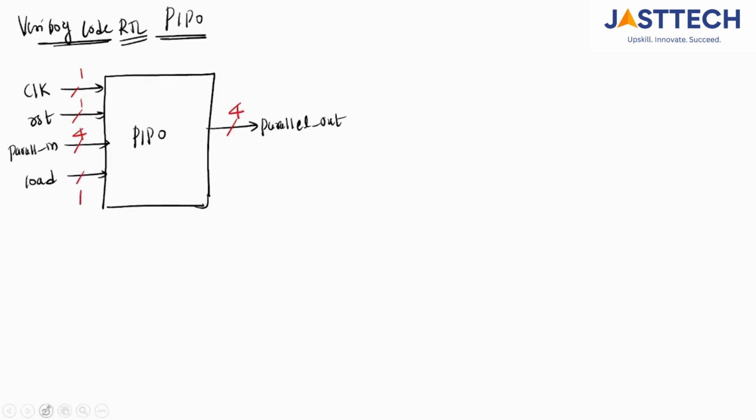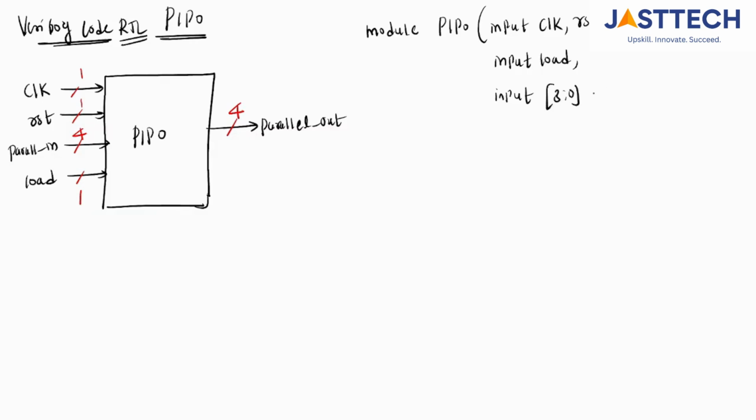So how to write the code for this? I'll start with module, and what is my module name? Let us take PIPO. I need to declare input clock and reset, input load, and input parallel in data. I'm using a 4-bit vector, so [3:0] parallel_in.